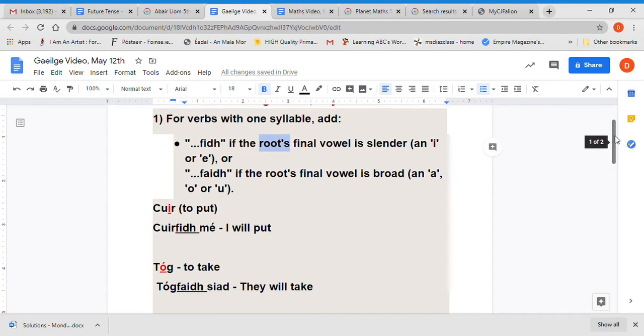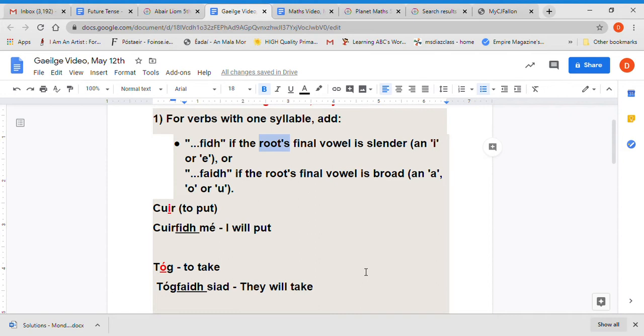Now on to verbs that have a final vowel that's broad, so A, O, or U. In this case, we've tóg, to take. Tóg is the root, and the final vowel is O, so we have to add F-A-I-D-H to that. And we have tógfaidh, tógfaidh siad, in this case, they will take. That covers verbs that have one syllable.